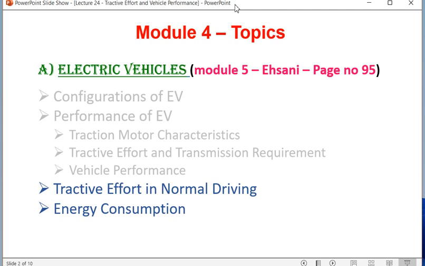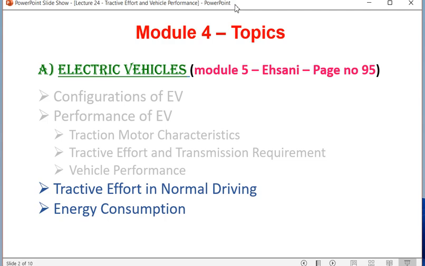There was a block diagram which was shown to you in module number 1. Then we have seen the configuration of EV, the different 6 types of configurations. Then there were different performance characteristics, that is traction motor characteristic, tractive effort and transmission requirement, vehicle performance and all those things.